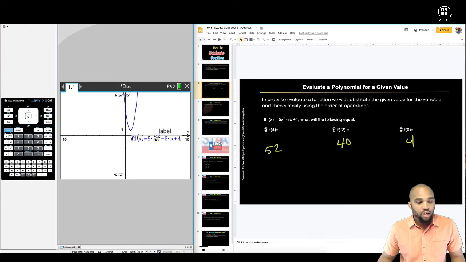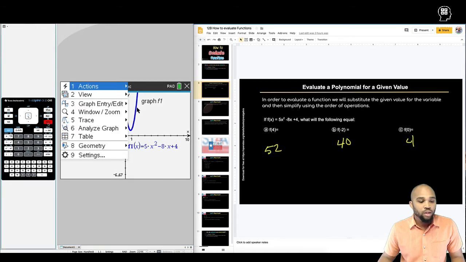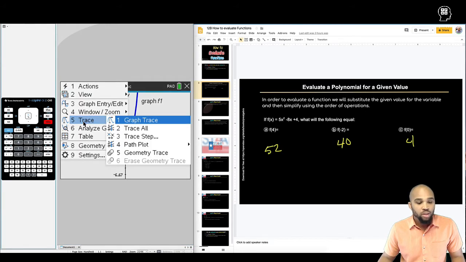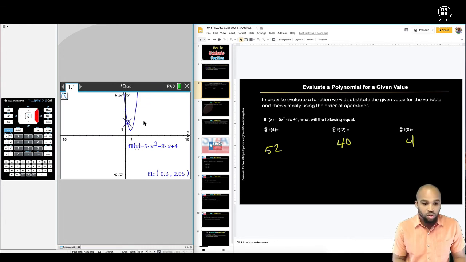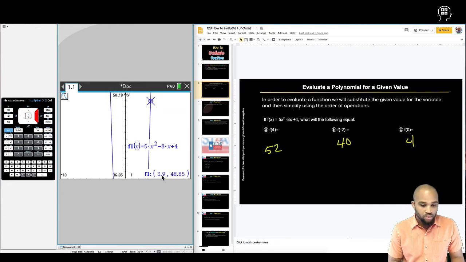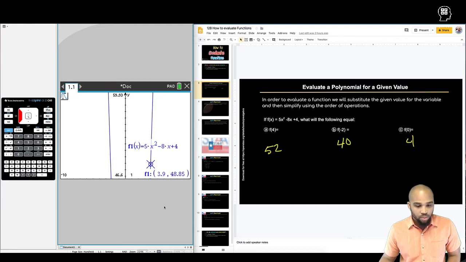All right, so now I have my graph in here. I want to figure out what is the value at x equals 4. Now you can kind of trace it if you want to, but one of the cool things you could do is go to trace, graph trace, and when I click on graph trace, you could use your cursor and follow along until you see right down here an x value of 4. And notice that it skipped right between 3.9 and 4. You're like, oh my goodness.